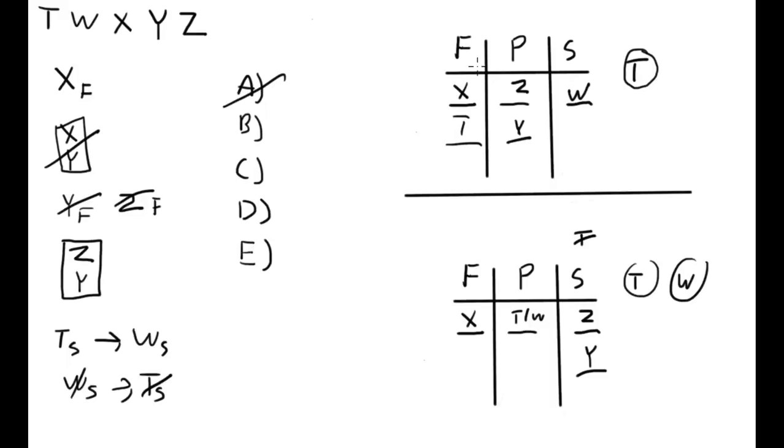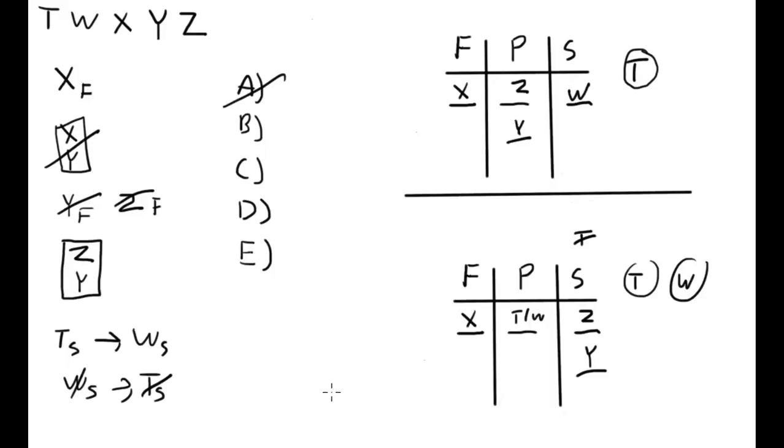So F can have maximum 2 in this one. And what about down here, right? What about our second world? Well, again, we can only have one of either T or W that goes with F, which maxes out at 2. So yeah, it turns out that B is our answer.